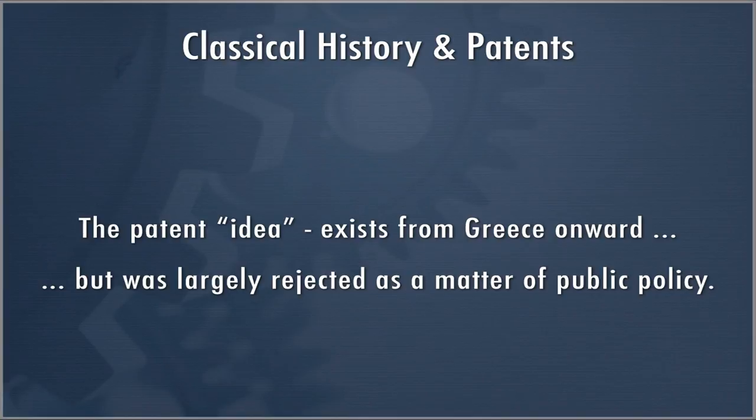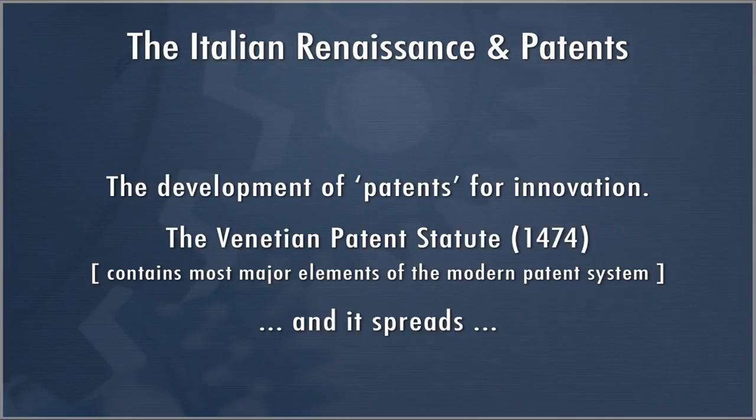So although you can see the patent idea in classical history, it's really not there as a matter of general policy. But where it does occur as a matter of general policy is in the Italian Renaissance. In the Italian Renaissance, we definitely see the development of a patent for innovation. In particular, the Venetian Patent Statute of 1474 really contains most of the major elements of the modern patent system. It contains a novelty requirement. It contains a requirement that a patent be reduced to practice or operative. It contains a requirement that the invention that's going to get a patent be useful. It has a temporal limitation, 10 years, for example, of how long this patent right is in force.